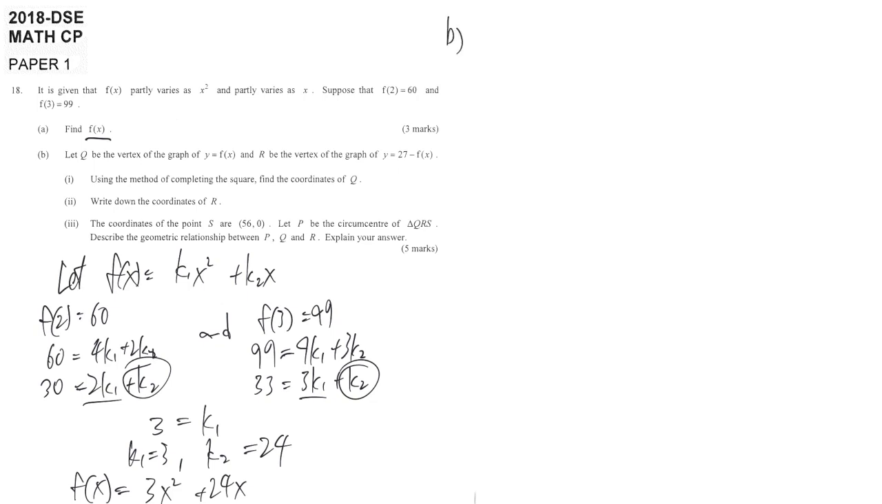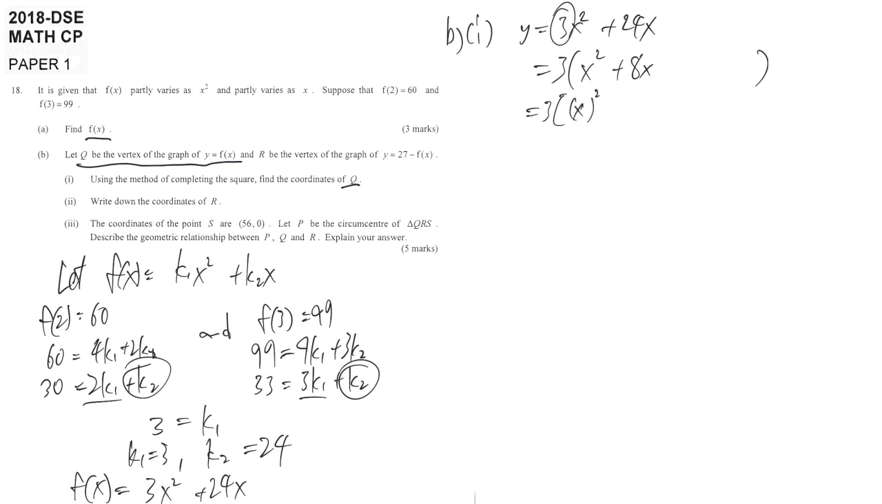And then part B1. Use the method of completing the square, find the coordinates of Q. Beware, Q is talking about the original function, so you don't need to care about the transformation yet. Y equal to f(x), 3x squared plus 24x. And then whenever we use completing the square, we make it become vertex form. I am not used to the 3 here, so I will extract the common factor. And then I just focus on what's inside the bracket. This is 2 times 4x.